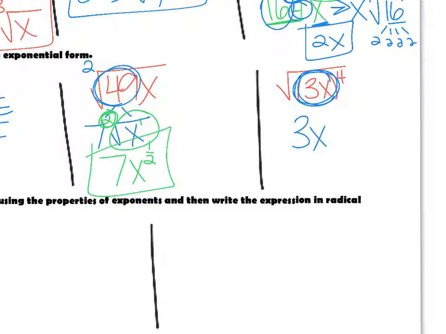So if I take that base, instead of writing it in radical form, if I want to write it in exponential form, we would put the exponent, which is a 4, over the index, which since I don't see a number is going to be a 2. And we would want to still keep that 3x in parentheses.